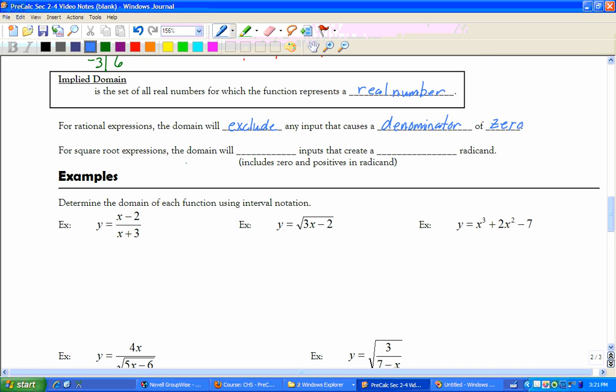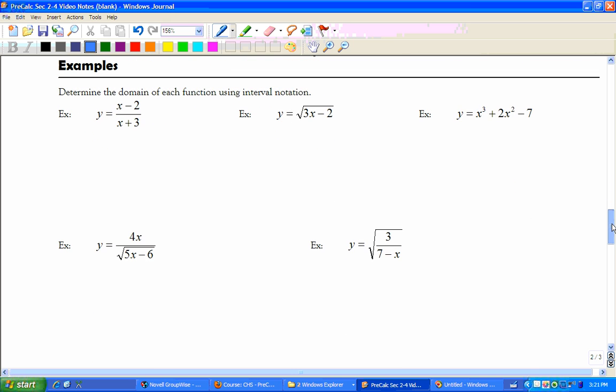And for a square root expression, the domain excludes any input values that create a negative radicand. And remember, the radicand is the part under the radical. So key idea here is we want to include the zeros and the positive values. So let's take a look at some examples.